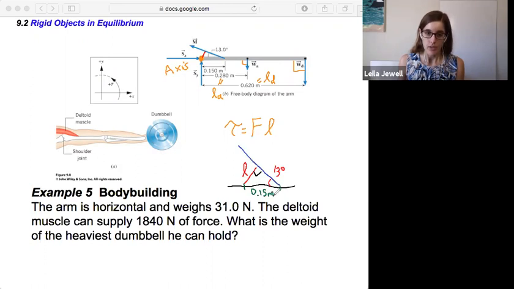So if we use the 13 degrees and the fact that it's a right triangle, what trig function helps us out? We want the opposite and the hypotenuse. So this is going to be a sine. The sine of 13 degrees is going to be equal to our lever arm for the muscle divided by 0.15 meters.